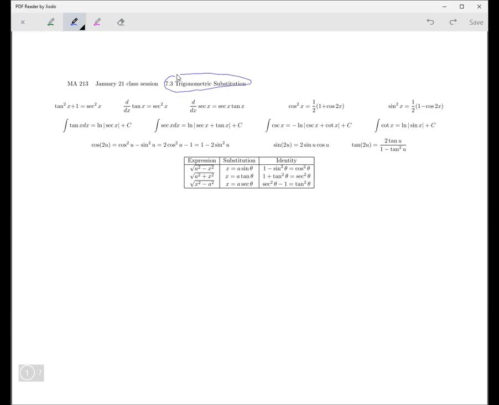Substitution. Essentially, when you see something like this in the problem, you do a substitution. You let x be a sine theta if it's like that. If it's like this, you let x equal a tangent theta, and so on. I left all these formulas up here because these get used quite a bit when we're doing these kinds of integrals.